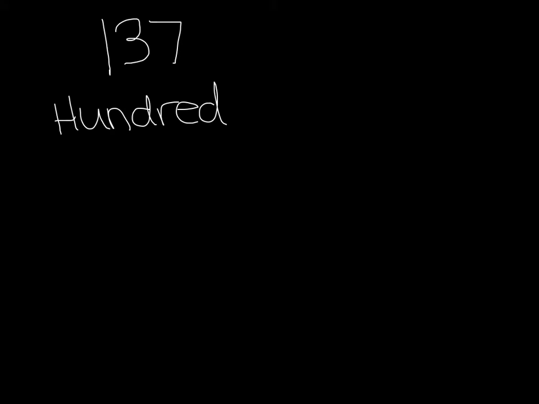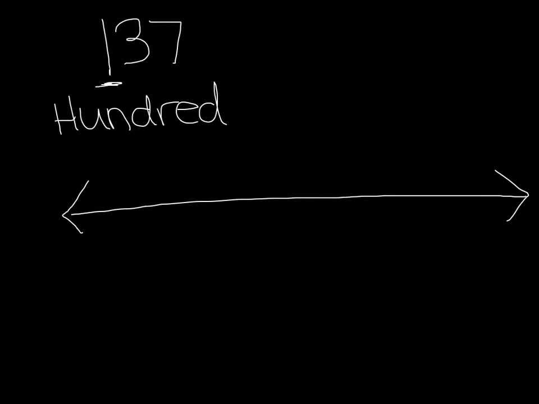Okay, so let's say I have the number 137. So let's say I want to round this to the nearest 100. If I show this on a number line, I'm going to draw my number line. I'm going to say what hundreds is this number in between. So we're looking at the hundreds place. So I know that the number 137 is between the numbers 100 and 200.